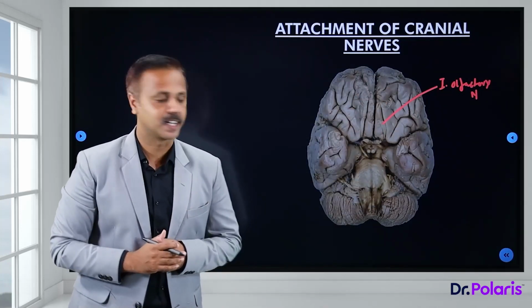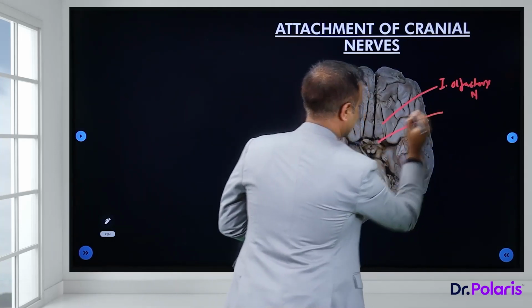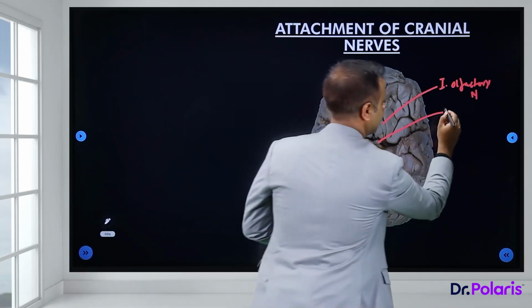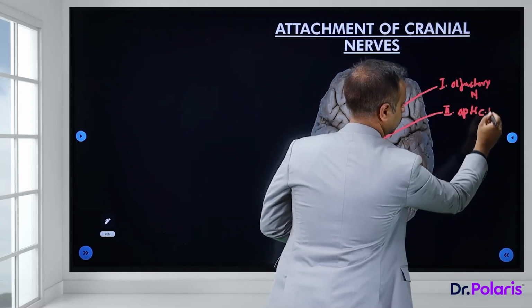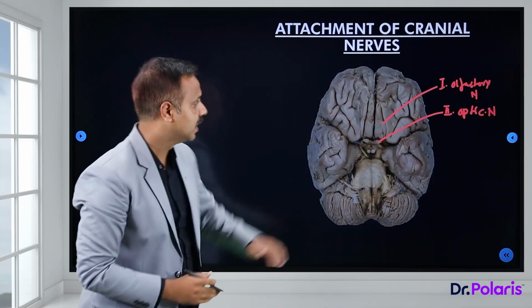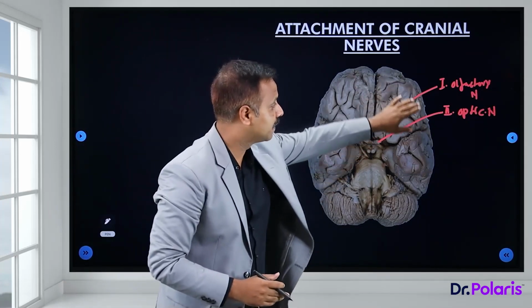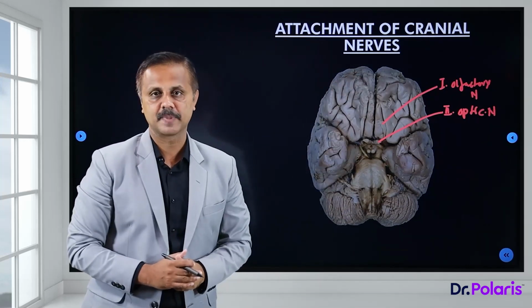What about the second cranial nerve? Now, if you come slightly behind, can you see this? This is the optic nerve, right? The second cranial nerve or the optic nerve. So what we have done now, we have the inferior surface of the brain in which we identified the first two cranial nerves which are attached to the forebrain, right?